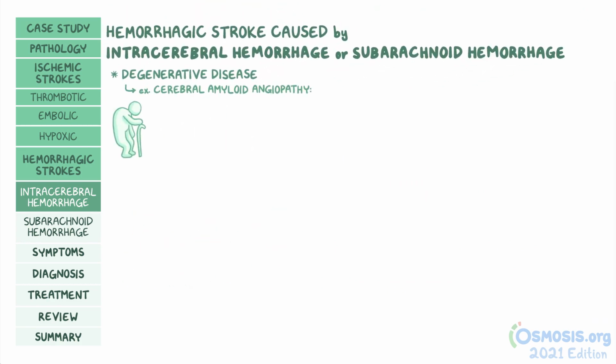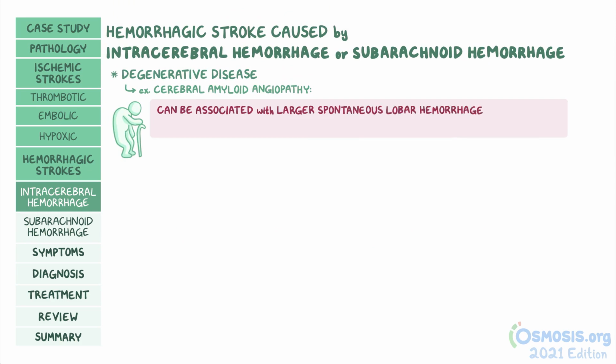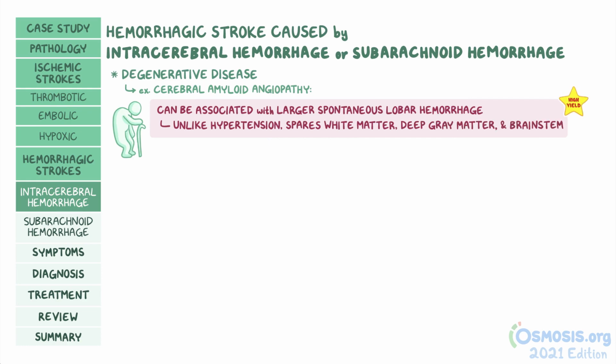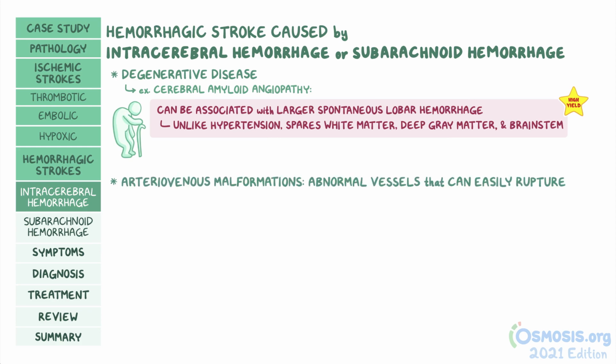Cerebral amyloid angiopathy can also be associated with larger spontaneous lobar hemorrhage, but in this case, unlike hypertension, it spares the white matter, deep gray matter, and the brainstem. Some additional causes of intracerebral hemorrhage include arteriovenous malformations, which are abnormal vessels that can easily rupture, as well as conditions like vasculitis and vascular tumors, like hemangiomas.